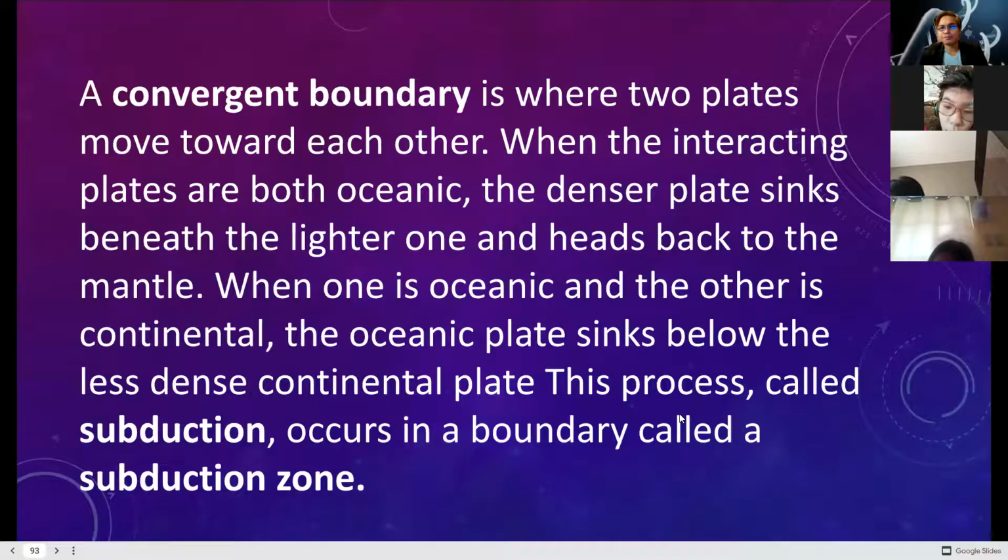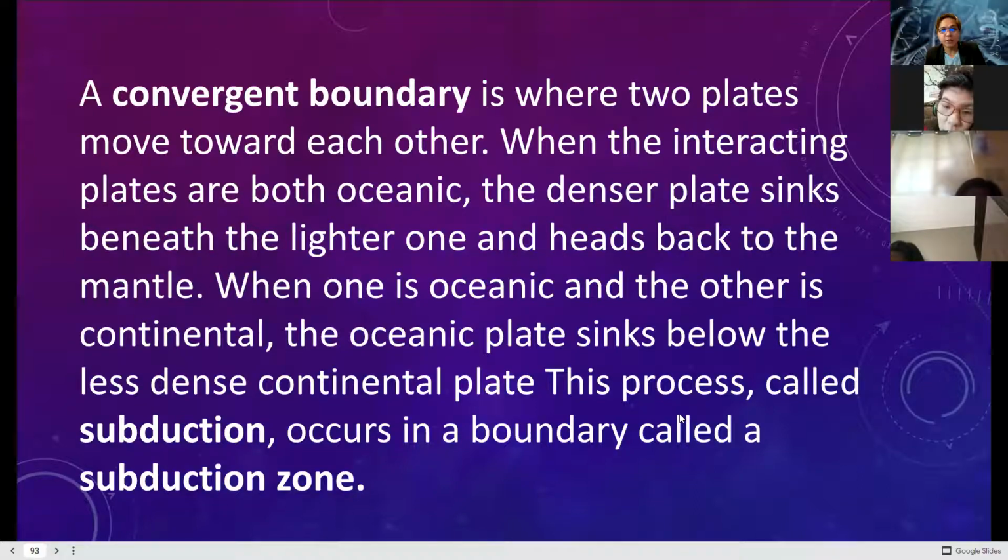Convergent boundary. Okay, a convergent boundary is when two plates move towards each other. When the interacting plates are both oceanic, the denser plate will sink. If these two plates are oceanic plates, one will actually sink beneath the lighter one and head back to the mantle.